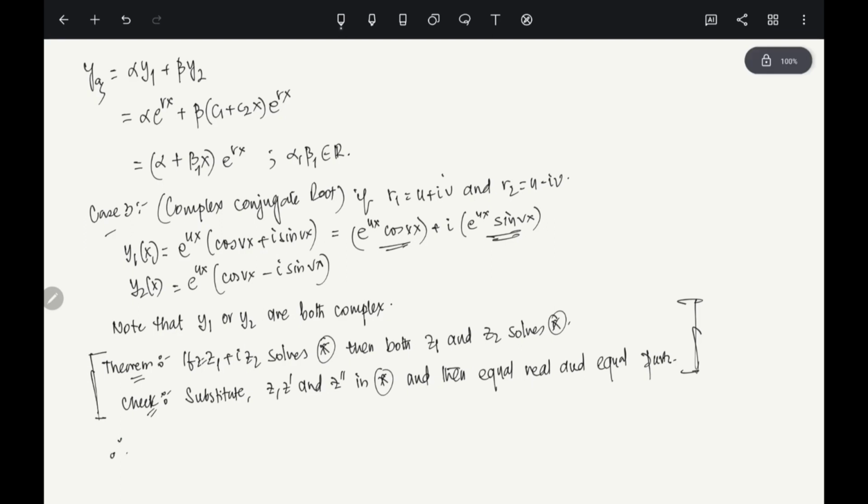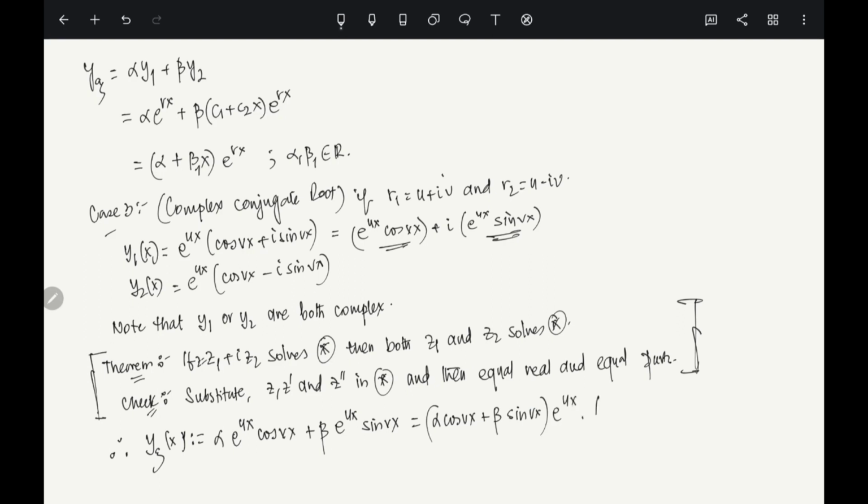So therefore the general solution yg of x can be defined as alpha times e power ux cosine vx plus beta times e power ux sine vx. Clear? So if you want to write it properly, you end up with (alpha cosine vx plus beta sine vx) times e power ux, and here alpha and beta are in R. I hope this is clear to you. We are going to use the same sort of concept later also, so I want you to understand what is happening here.